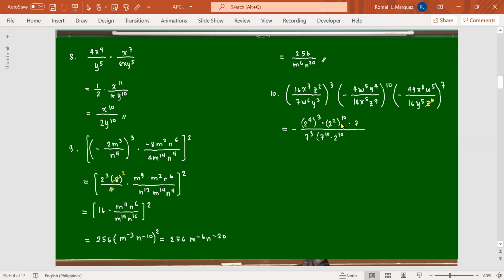Okay, children? So 7 squared raised to what? 7. No need for the sign, because I put the sign here already for the total sign. And what about 16? 2 to the 4th raised to 7. To 7. Okay? Next, the letters.